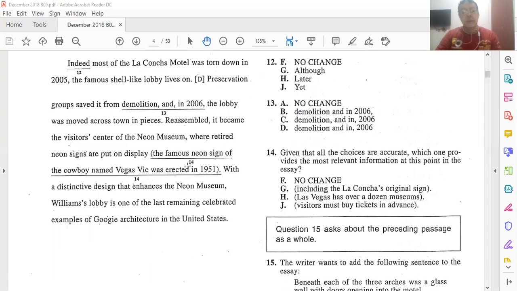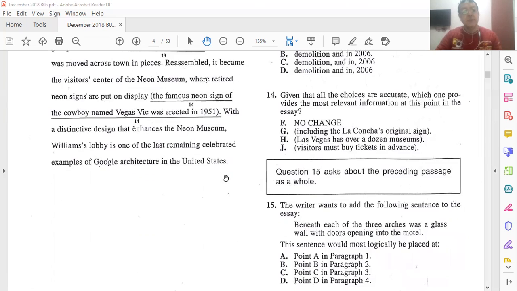We don't care about the famous neon sign of the cowboy and so on. That is irrelevant to our motel here. So including La Concha's original sign, G. It's talking about preserving the old neon signs, okay? They are put on display, including the La Concha's original sign that was originally used. So G is the best answer.